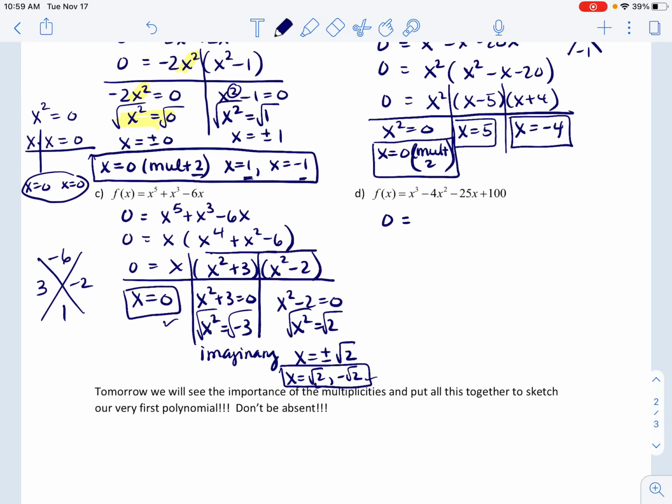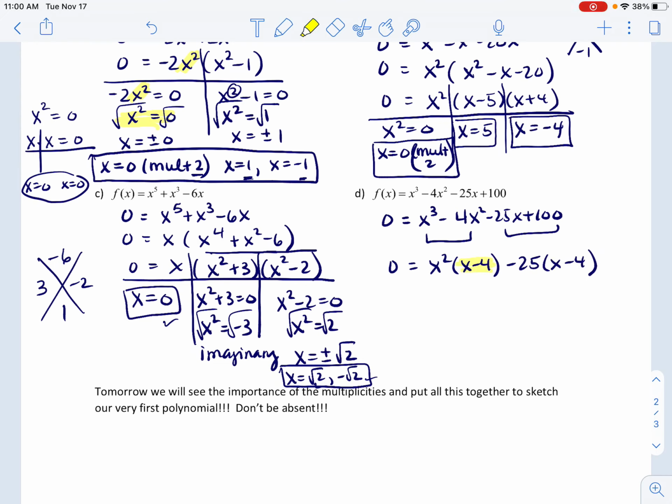Again, set f of x equal to 0. And remember, if there's 4 terms, we're going to group this, right? So I want to group the first 2 terms and the last 2 terms. Let me move this 0 down a little bit. Out of the first two terms, I can pull out an x squared, leaving me with an x minus 4. Out of the last two terms, I can pull out a negative 25, leaving me with, again, an x minus 4.